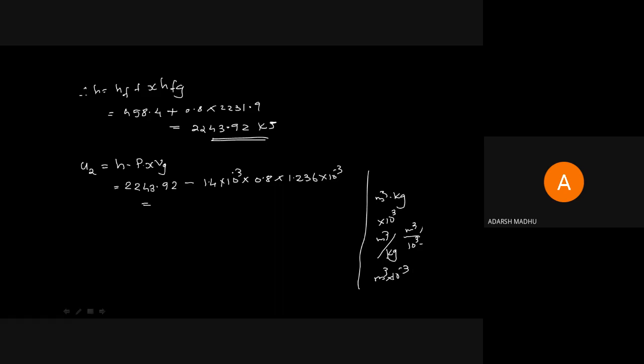Converting pressure to Pascal, the value will be 1.4 into 10 power 5. The whole value of U2 will be 2105.49 kilojoule. Only in the superheat stage is it kilojoule per kilogram. It is in kilojoule; I have already converted the value.